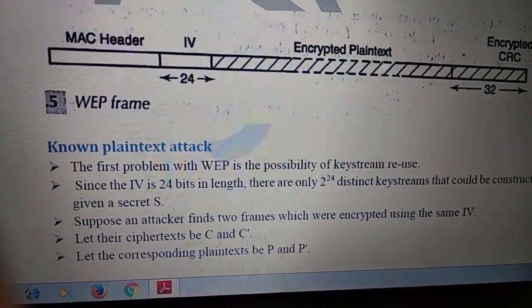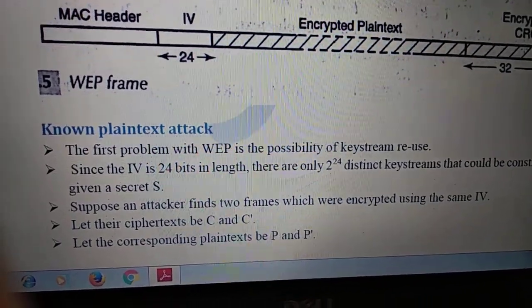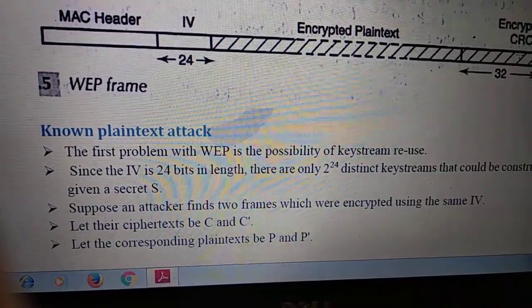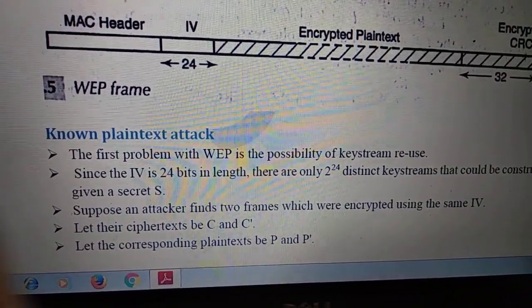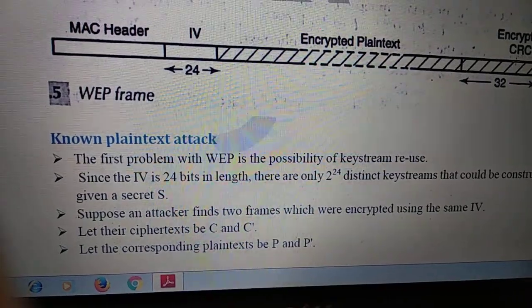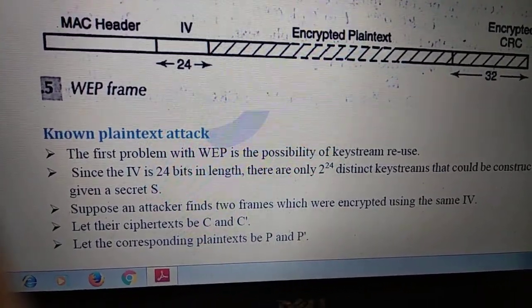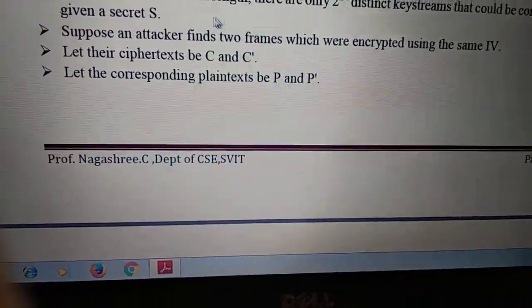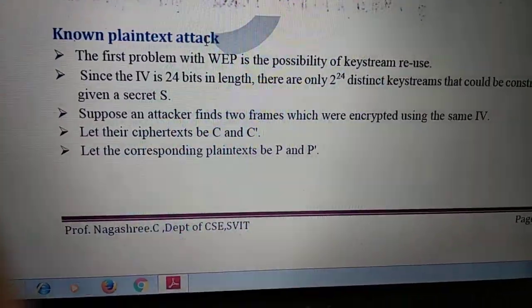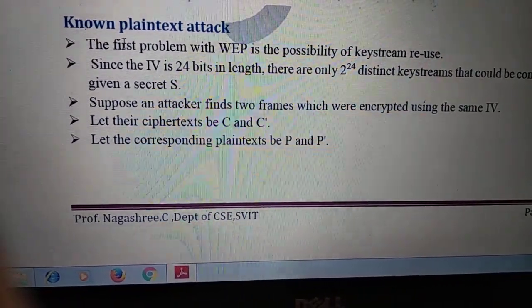Everyone is aware that at the sender side the CRC is appended, and the same is received at the receiver. After receiving the message you will compute it, and if you obtain the same CRC, you conclude that there are no errors, meaning the message is not modified, right? The same concept is used for the integrity check, but there are some attacks which WEP is not able to prevent.